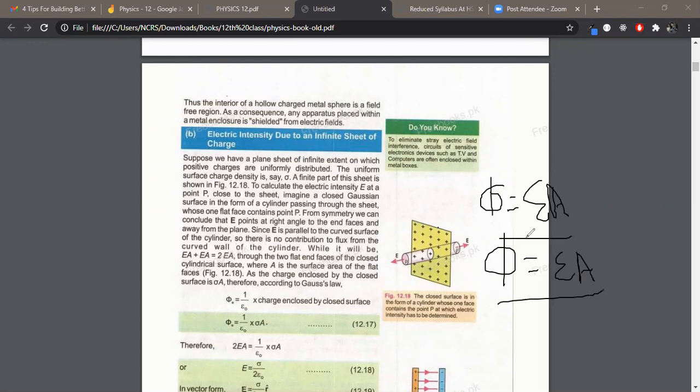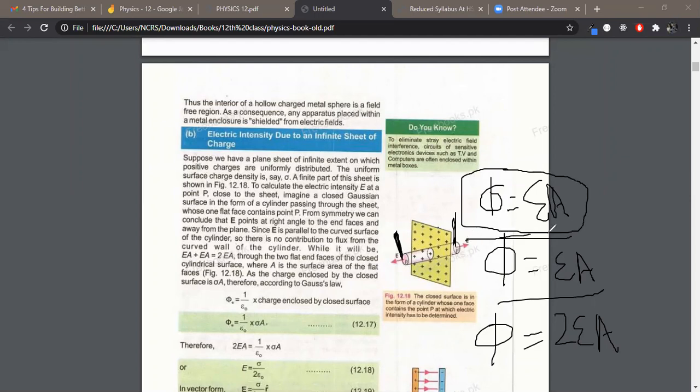Fine. So the overall flux of the Gaussian surface will be phi equals to Ea. Fine. Because we have got the left side of the Gaussian surface and the right hand side. And for the left hand side, the flux is phi equals Ea. And for the right hand side, it will be the same. And when we add them together to get the overall flux of the Gaussian surface, we can say that the flux will be 2Ea.